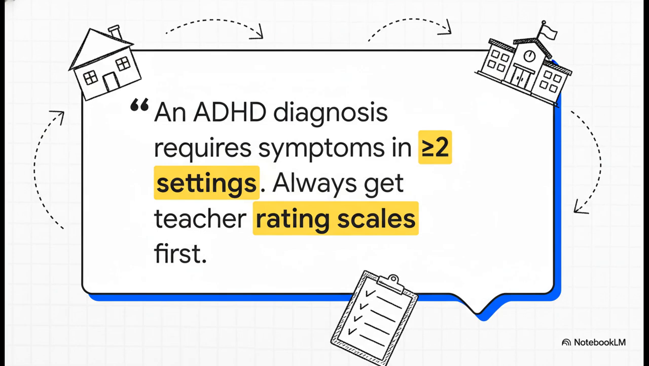Not yet, anyway. This case really highlights a fundamental rule in psychiatry. To make an ADHD diagnosis, the symptoms have to be causing impairment in at least 2 different settings, like at home and at school. Getting a report from just one environment is not enough. So the clinical pearl is also your action plan. An ADHD diagnosis requires symptoms in 2 or more settings. Your next step, always, is to get those teacher rating scales before you even think about starting medication.